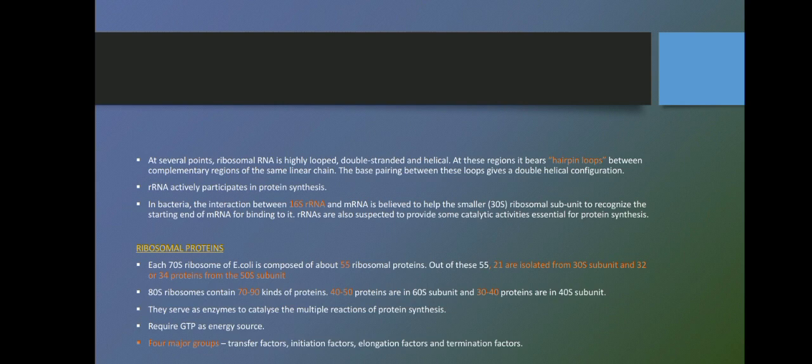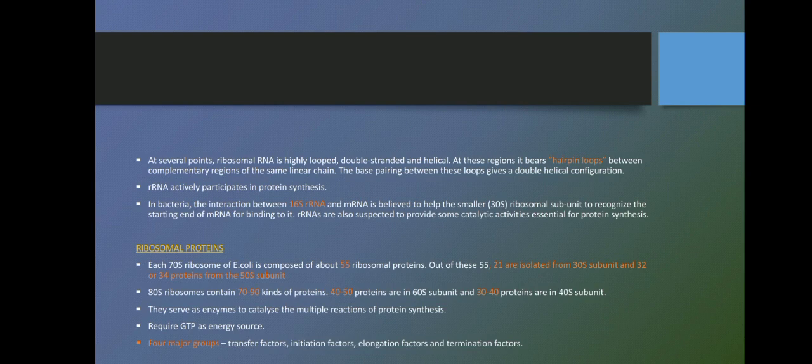In bacteria, an interaction between the 16S ribosomal RNA and the mRNA is believed to help the smaller ribosomal subunit recognize the starting end of the mRNA for binding to it. Ribosomal RNAs are also suspected to provide some catalytic activities for protein synthesis.